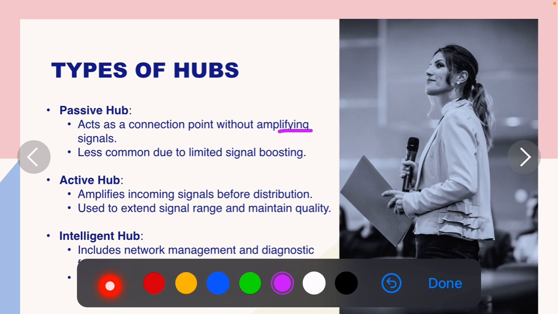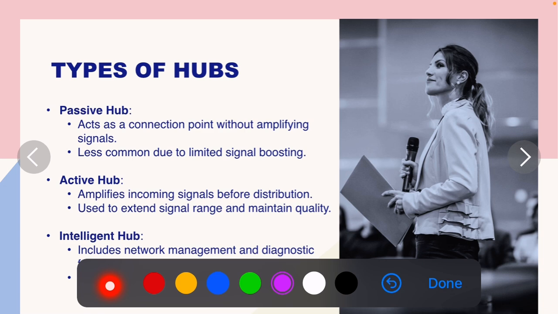Okay, so a passive hub simply connects the cables from various devices without amplifying or regenerating the signal. It acts purely as a connector. It does not amplify the signals which it is sending, and it does not regenerate the signal. Means if there is noise in the signal which is passing, then it does not amplify or regenerate the signal. It is less common due to the limited signal boosting. So this is a less used hub type.